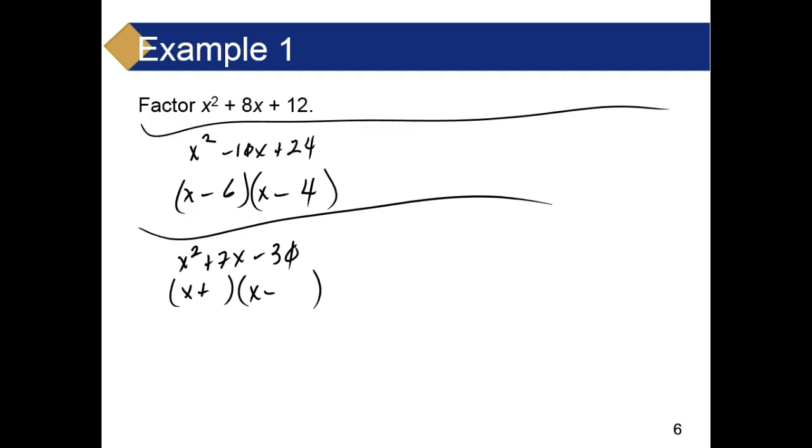What is it? 10 and 3. Which is going to be with the plus, 10 with the plus, 3 with the minus. Look at that. Let's see if it works. X times x, x squared, minus 3x plus 10x, that would be plus 7x and minus 30. Got it. Okay? All right.